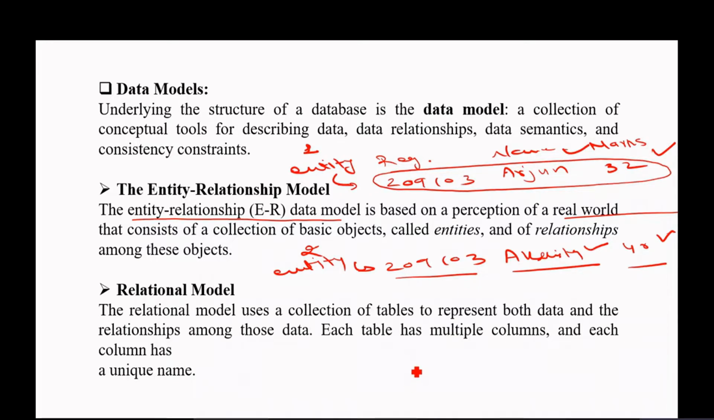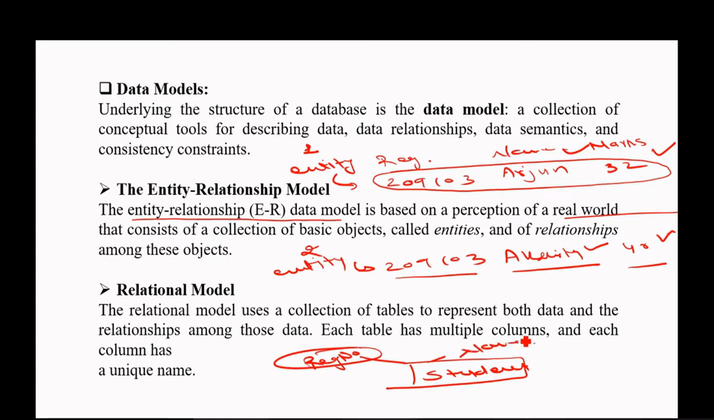So I can say, okay, I have a set, that is the name of the set as a student, and it has three attributes: registration number, name, and marks. Fine. Is it clear? So this entity set has two entities now. The first one is the registration number 209103. Let me first change this registration number, and 209104. Is it clear? So I can collect.